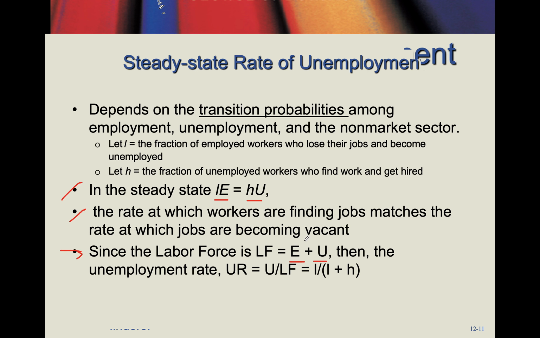Since the labor force is given by those who are employed plus those who are unemployed, the unemployment rate can be calculated as follows. Unemployment rate equals those unemployed over the level of the labor force, and the labor force is equal to E plus U. From this understanding, extending to the concept of steady state unemployment, we can have this formula: L over L plus H.